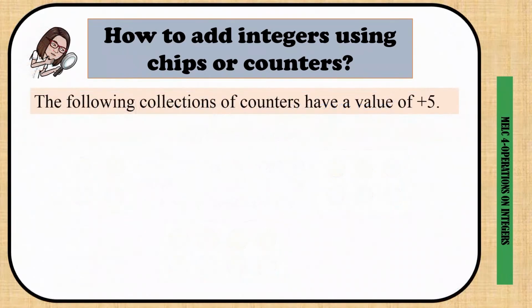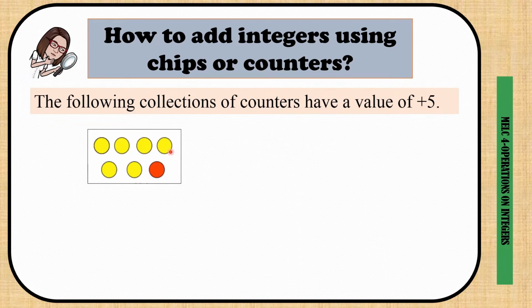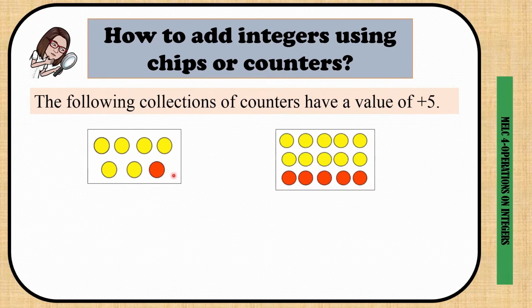Okay? The following collections of counters have a value of positive 5. So what makes it positive 5? We have here 1, 2, 3, 4, 5, 6 yellow chips or counters, and I have only one red counter or chip. So it will give you positive 5 since our positive counters are many compared to this given chip. If you remove these opposites, one yellow and one red counter, the remaining chips are just 5 yellow. That makes it positive 5.